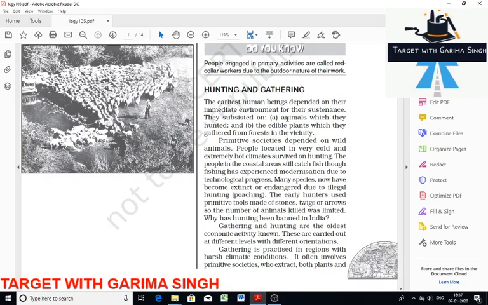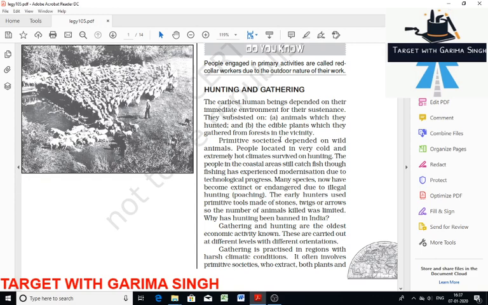First one is hunting and gathering. I'm telling you in bullet points what it means. Hunting and gathering depend on their immediate environment, on animals they hunt and edible plants which they gather. Primitive society depended on hunting, gathering and fishing. It is the oldest occupation, practiced in harsh climate conditions. They depend on animals for food, shelter and clothing.